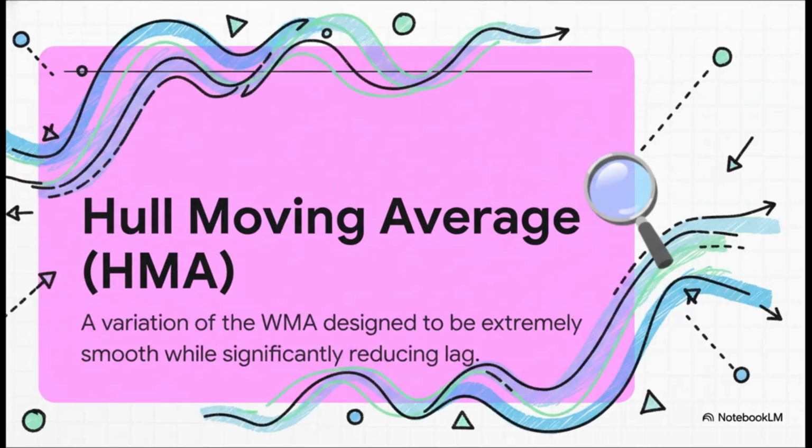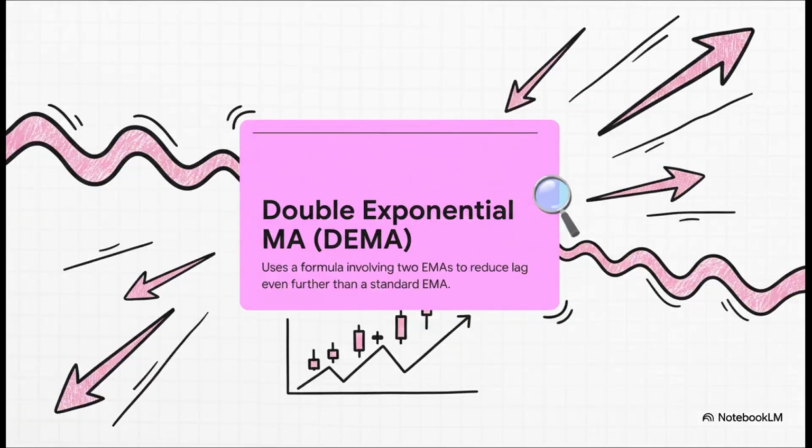Now, if you want something even smoother, you've got the Hull Moving Average, or HMA. This thing is like the WMA went to finishing school. Its whole design is about being incredibly smooth on the chart, while aggressively cutting down on that frustrating lag as much as humanly possible. And for the traders out there who absolutely demand speed, there's the double exponential moving average, the DEMA. It sounds intense, right? It uses this really clever formula with two EMAs to basically put the indicator on overdrive. It's all about trying to get you that signal like yesterday.